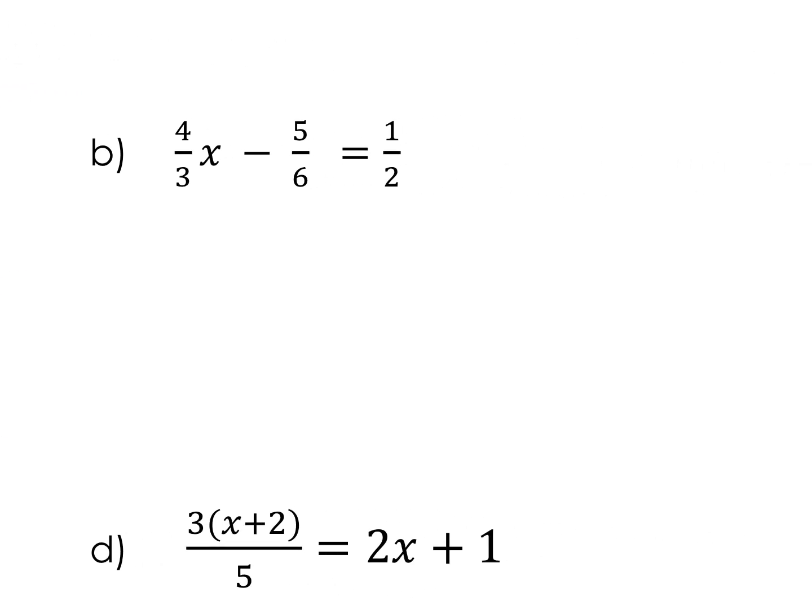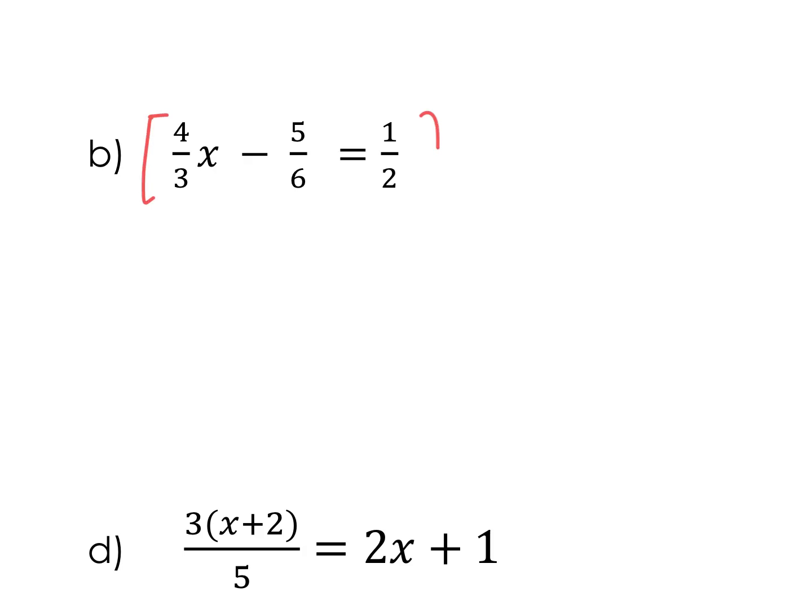Okay? Because for this one, all the denominators are different. Okay, look at B. We have a denominator of 3, 6, and 2. So what is the LCM here? 6. So we're going to multiply everything by 6. This one, this one, this one. Think of like lowest common denominator.